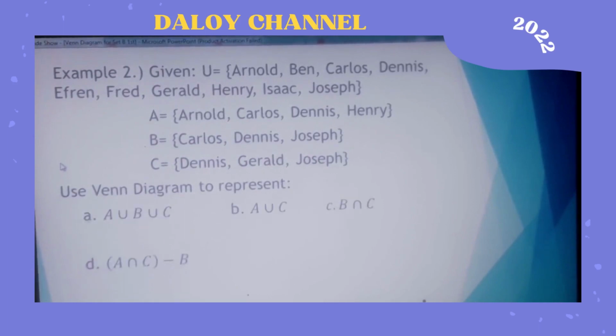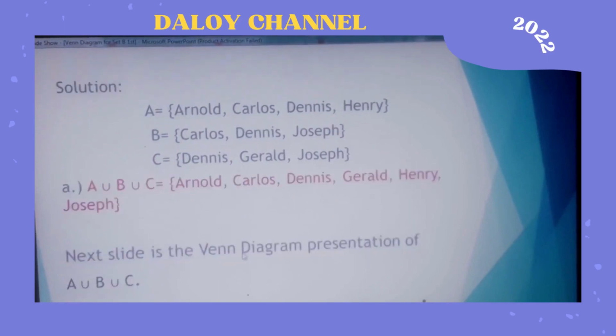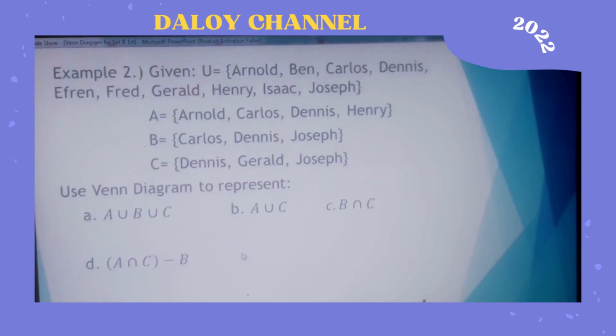Okay. Letter A, you're required to find A union B union C. For letter B, you are required to find the union between set A and set C. Letter C, you're required to find the intersection between set B and set C. D, you're required to find the difference between the intersection of A and C by B.